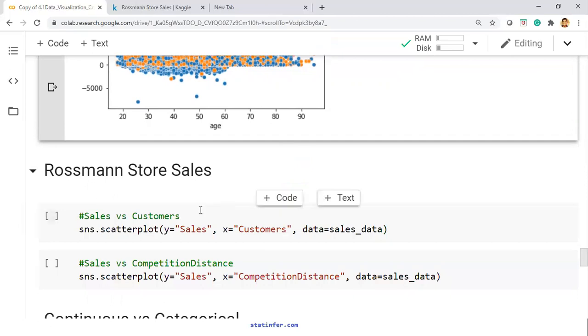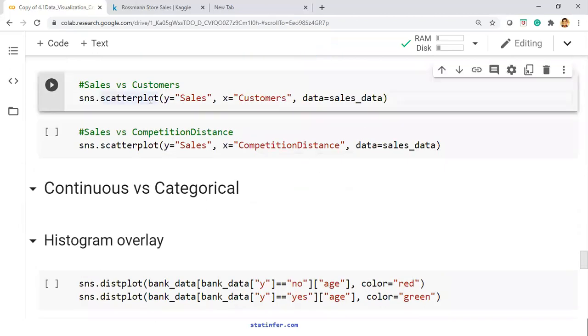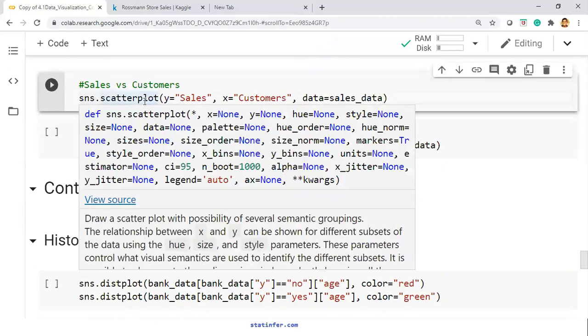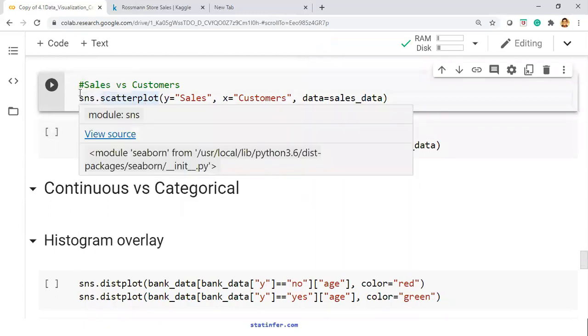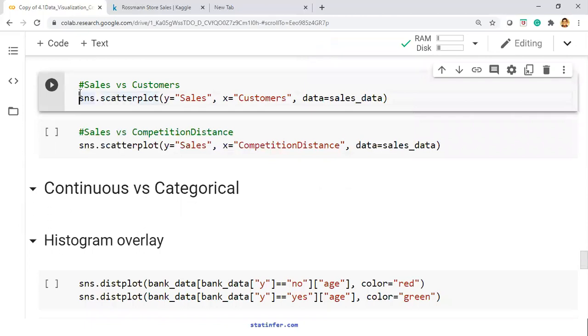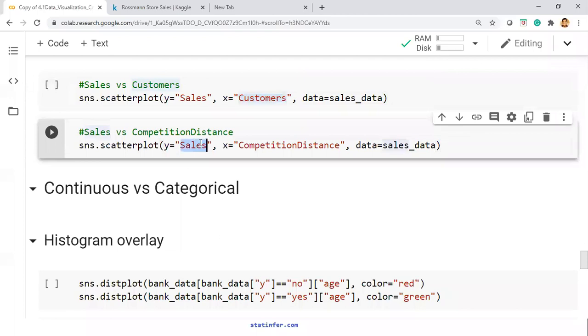But the ones that I'm interested in are sales versus customers and sales versus competition distance. These two are the answers I want to read out in the chat window. So give me two answers. You have to answer in the chat window like this: sales versus customers. If there's a relation, you have to tell me what type of relation. Second answer, point two, is sales versus competition distance. You have to tell me the relation.